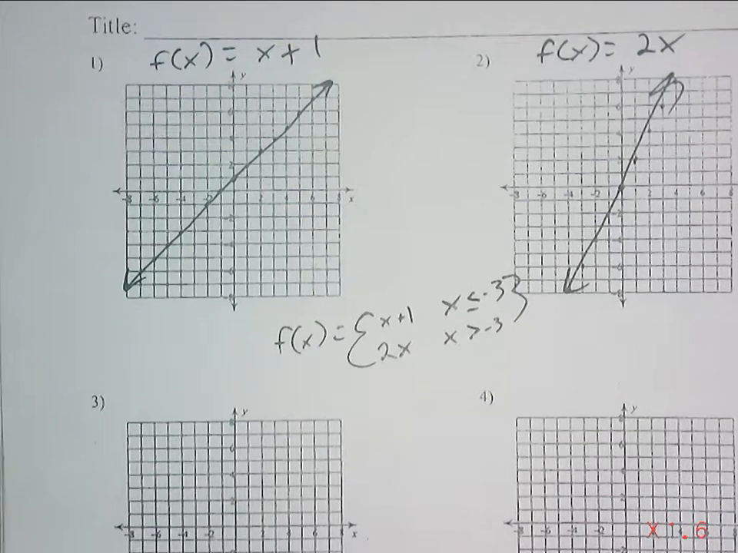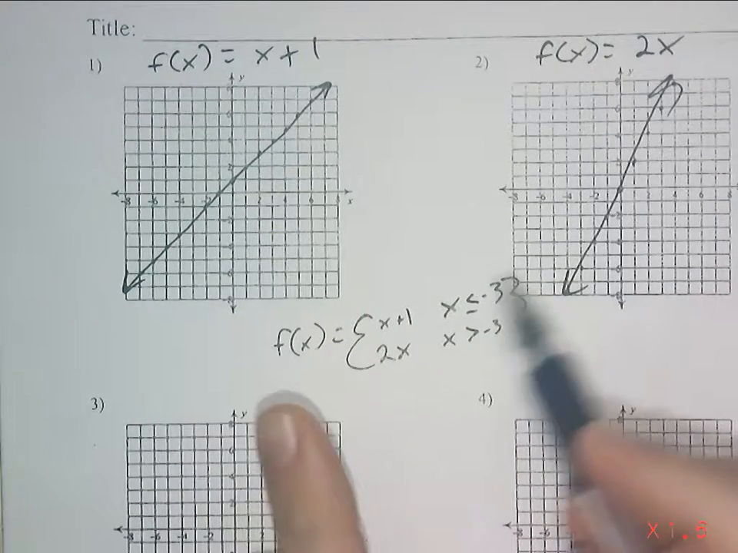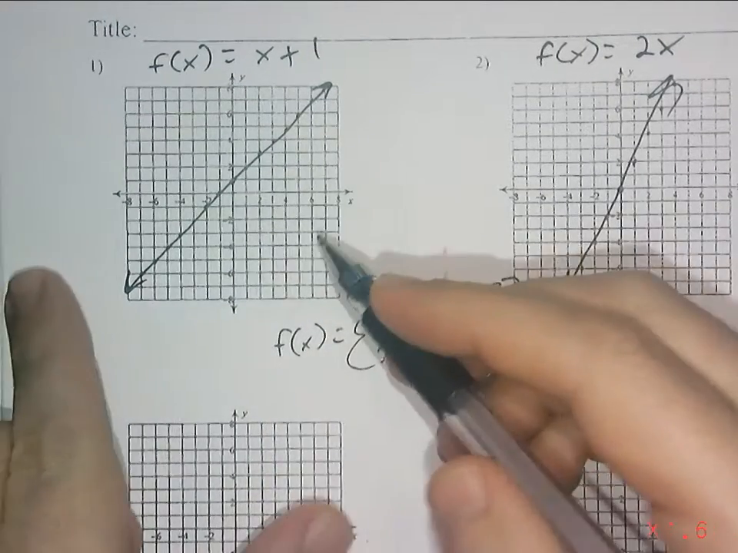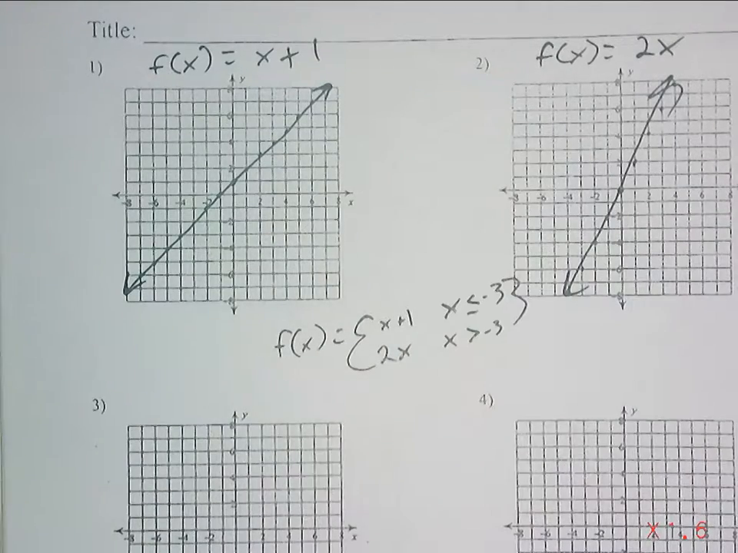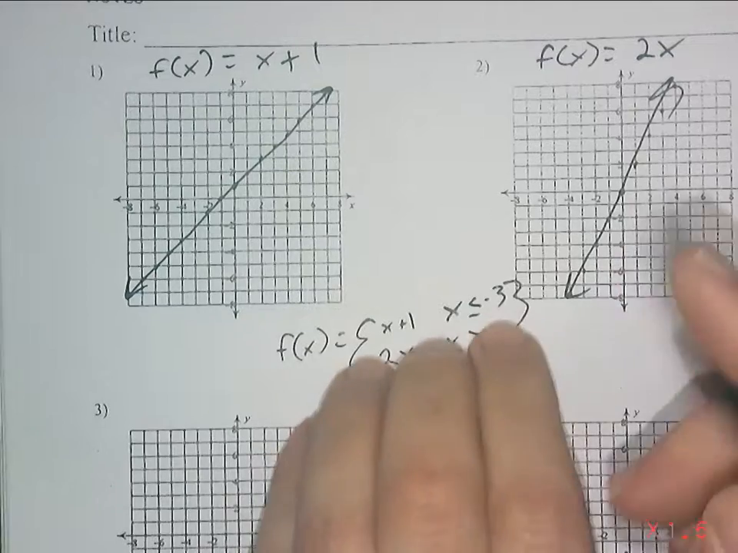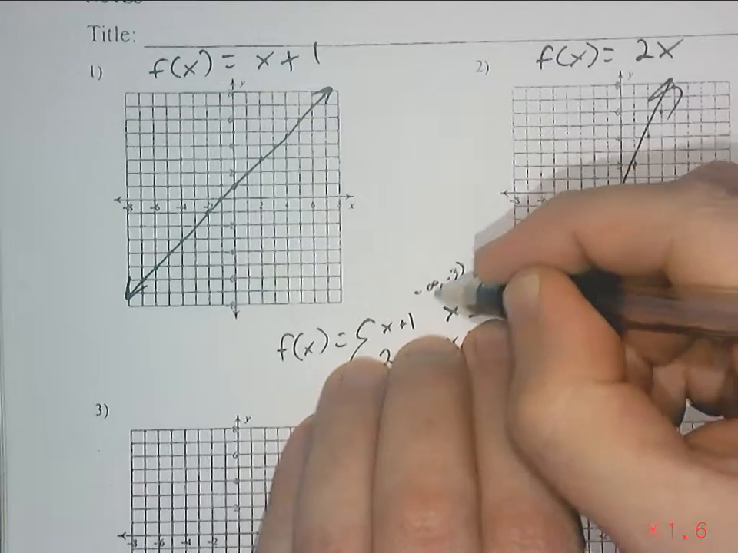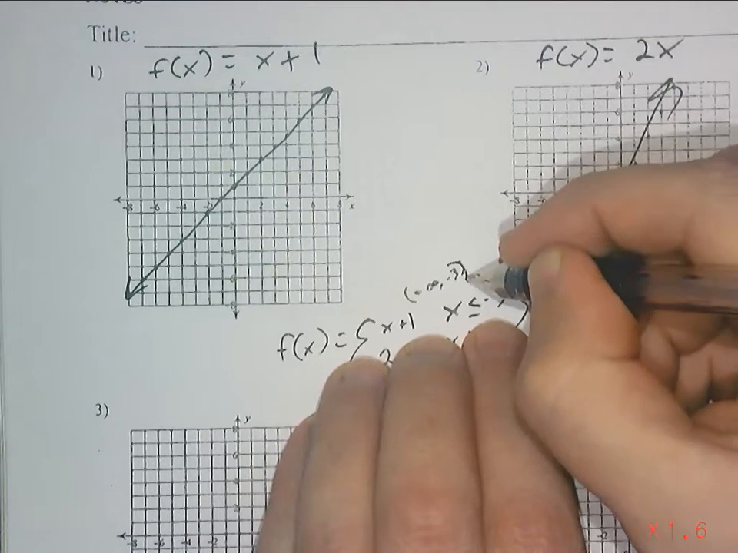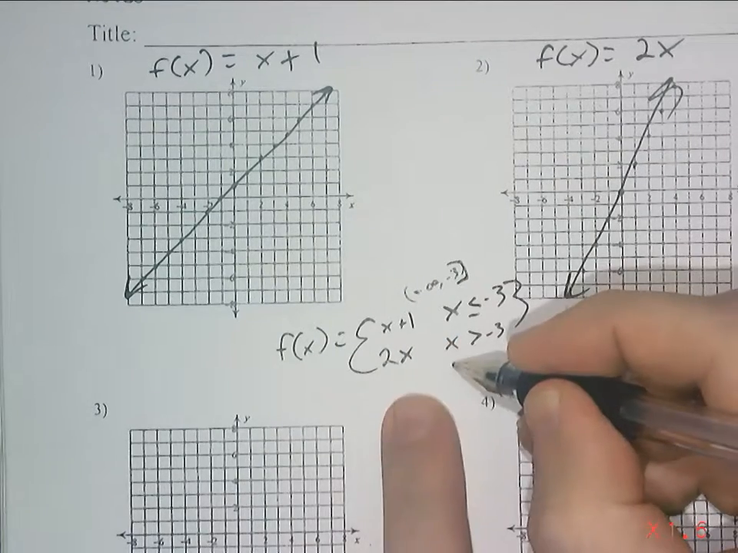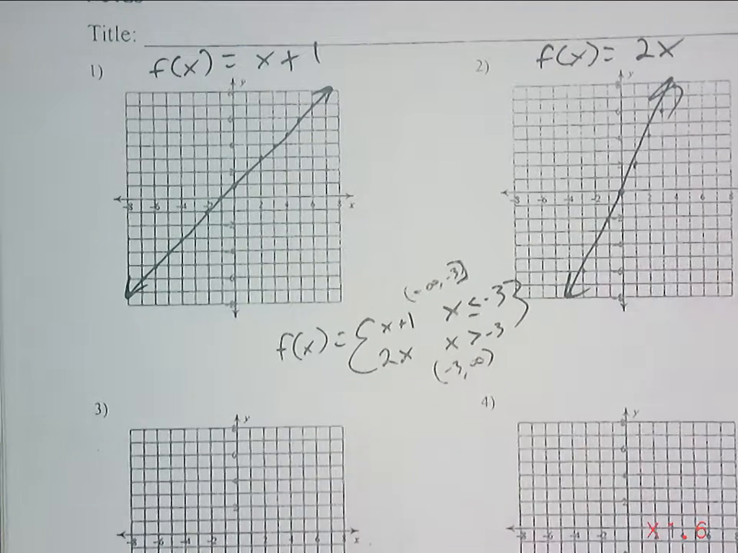I'll zoom back in here a little bit. Basically, it's giving me two different functions and a range. These both have a domain of negative infinity to infinity. But this function in this situation would have a domain of negative infinity to negative 3. Sorry, that would have a bracket. And this one would have a domain of negative 3 to infinity, with both being parentheses, because it's a greater than.